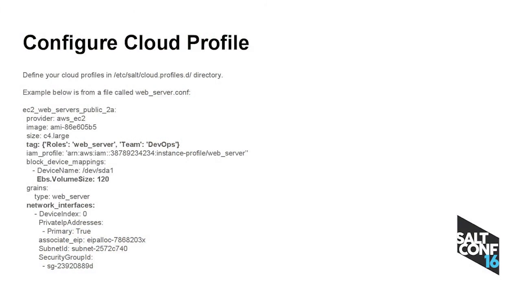Cloud profile is where you define the different types of instances that you want, like a web server, a database server, or an application server. It's pretty simple. You just pick an AMI in the case of Amazon, and you define the different settings for it, like the disk size and networks and all of that.